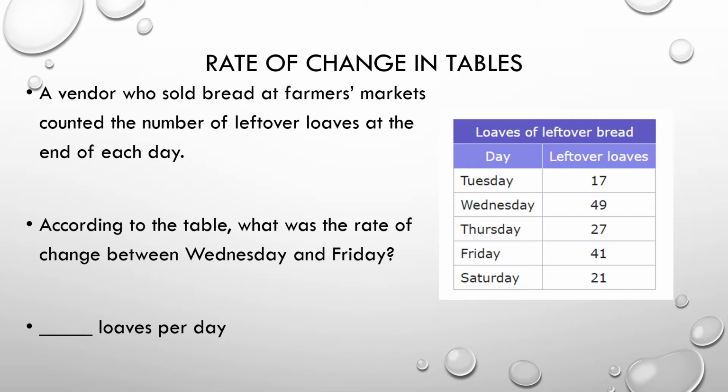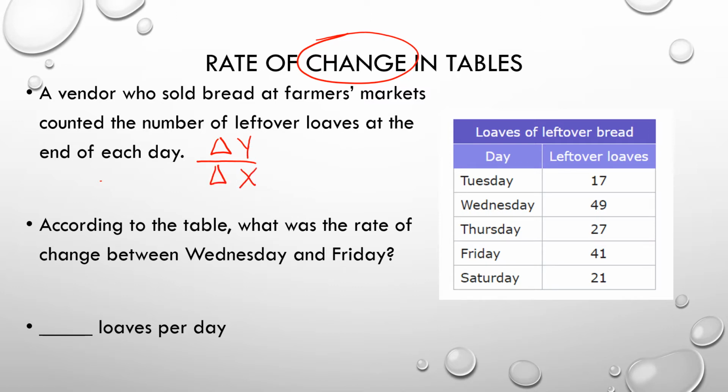It says a vendor who sold bread at farmers markets counted the number of leftover loaves at the end of each day. According to the table, what was the rate of change between Wednesday and Friday? You've been accustomed to using y over x to find your constant. We're still using that y over x, except with rate of change, with change being your keyword. We're doing the change in our y value over the change in our x value.